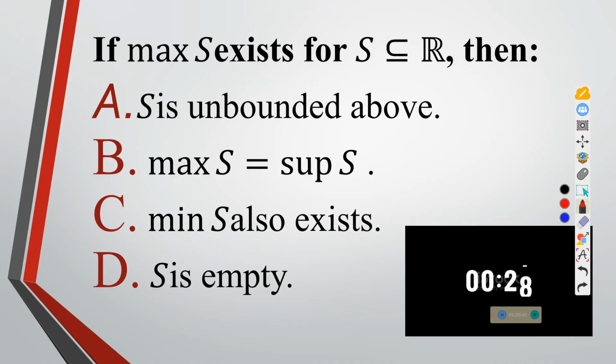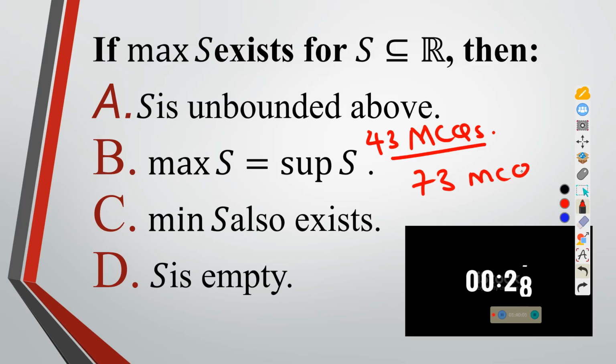So this will mark the end of the objective questions we have discussed in this part 2. We have discussed 43 objective questions, and this brings us to a total of about 73 MCQ questions and answers.